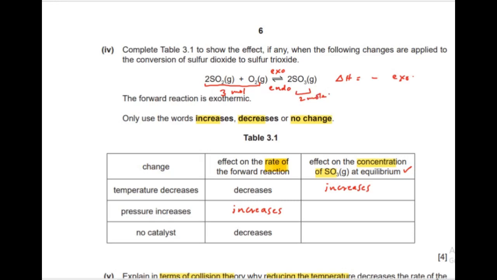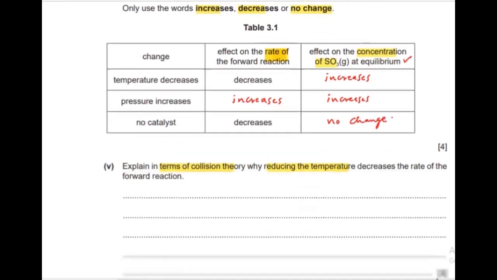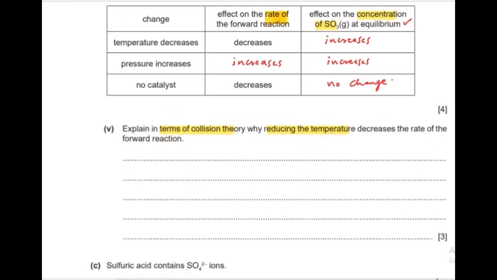Whenever the pressure is increased, the equilibrium shifts from more moles to fewer moles. There are more moles on the left hand side, so the equilibrium shifts to the right, and that increases the concentration of sulfur trioxide in the equilibrium mixture. With a catalyst, a catalyst doesn't affect the position of equilibrium, so there is no change. Move to the next part.